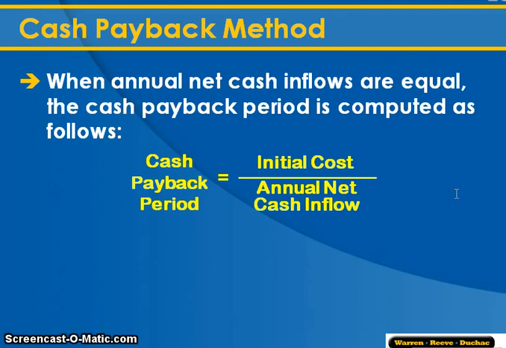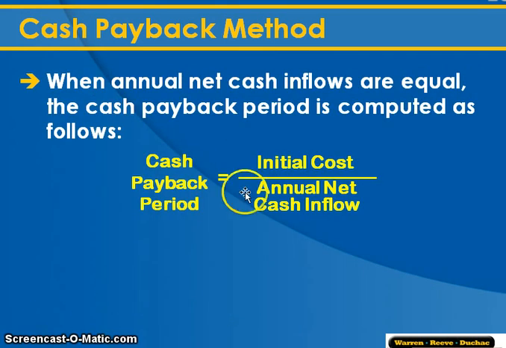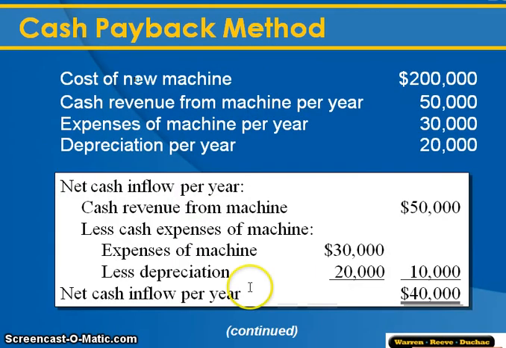So it's the initial cost over the annual net cash inflow. So what that means here is the cost of the new machine is going to be $200,000. So with that $200,000, what you have is your numerator here. Going back for a second, it's the initial cost over annual net cash inflow. That net is an important word here. Let me go down. Okay, net cash inflow.